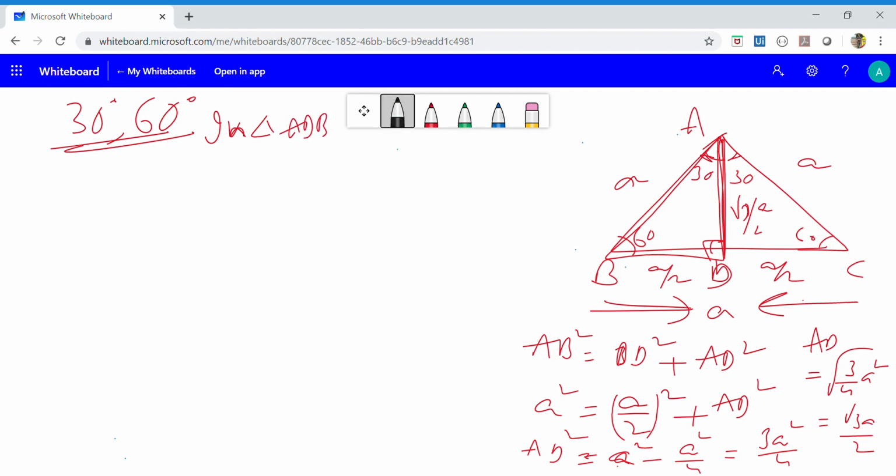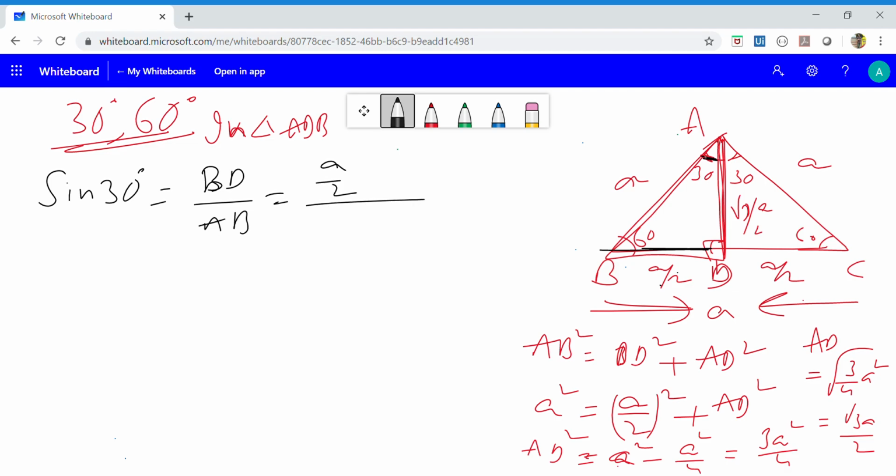In triangle ADB, sine 30 degrees is equal to the opposite side BD by the hypotenuse AB. BD is A by 2, and AB is A, so that is A by 2 into 1 by A. A gets cancelled, and you will get 1 by 2. So sine 30 is 1 by 2.